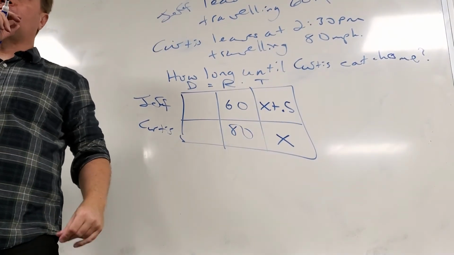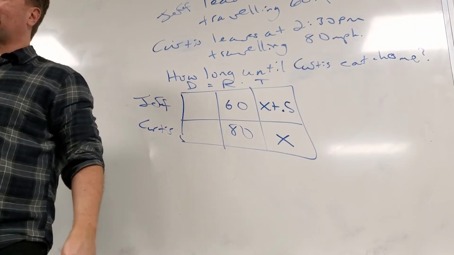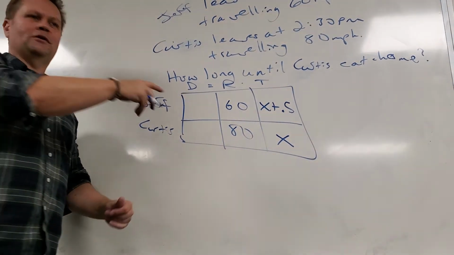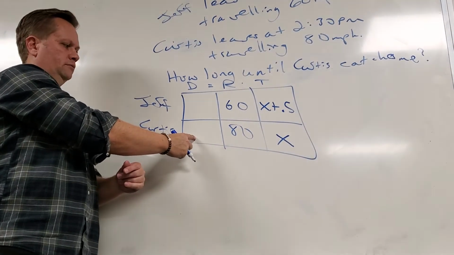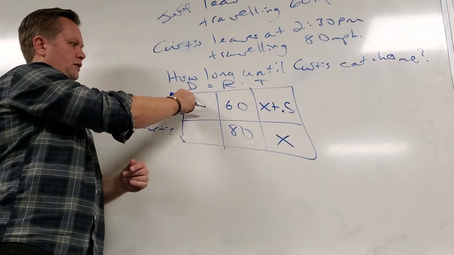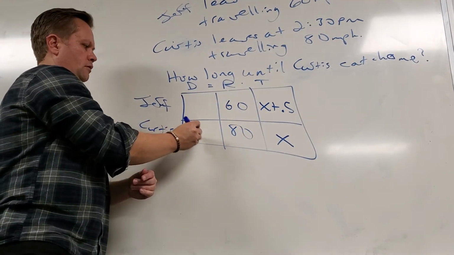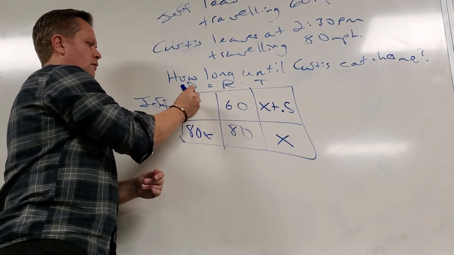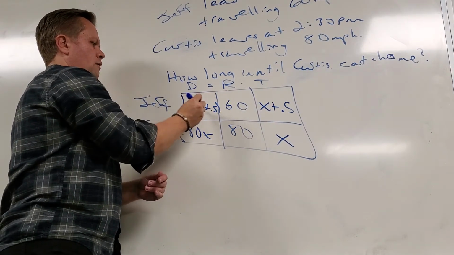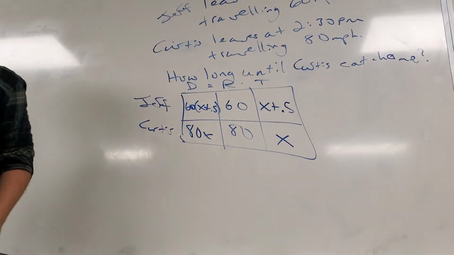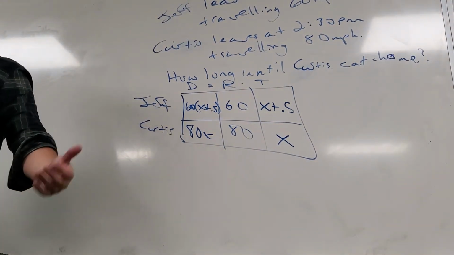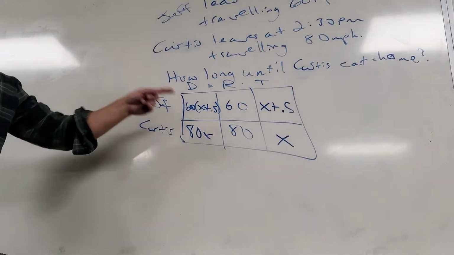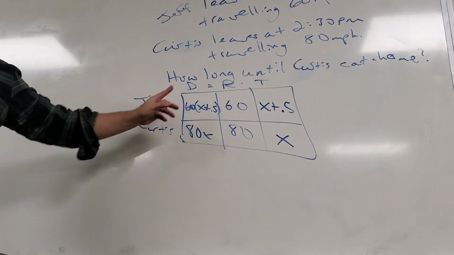What goes here? 80x. I know distance is rate times time. What goes here? 60 times x plus 0.5. Yes. Just multiply those together, because that's the equation, right? If I know the rate and the time, I multiply them to get distance. Bam.